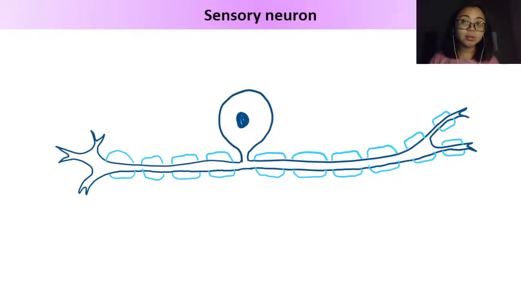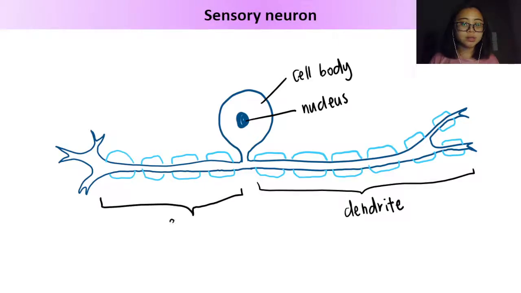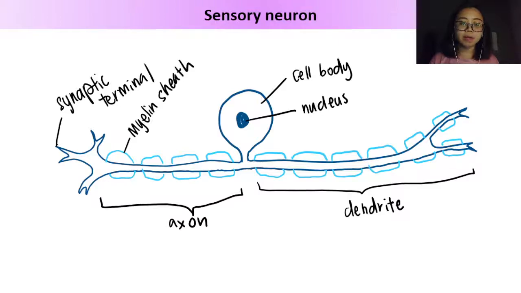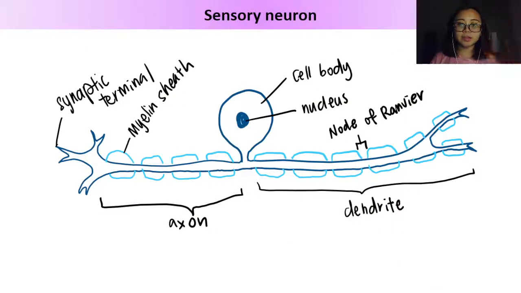Now we're going to label this diagram. This is the cell body. This is the nucleus. This part is the very long dendrite. This part is the axon. These are the synaptic terminals, the myelin sheath, node of Ranvier, and that's it. Those are the labels and how it looks on a sensory neuron.